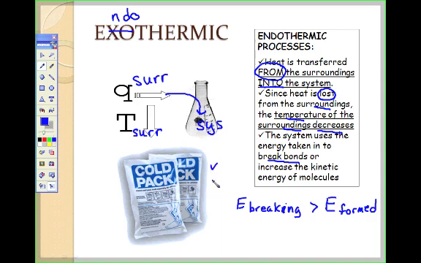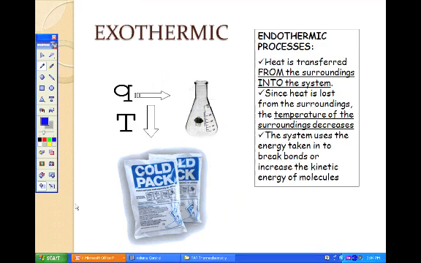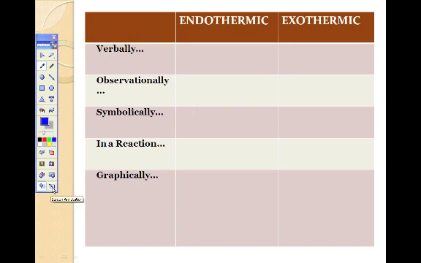Now, cold packs would be an example of this. You break them open. The cold pack reaction absorbs heat from the surroundings. So your surroundings temperature decreases, and that's why your neck or your shoulder or whatever, your knee, whatever injury you have would be cooled off by these as the system draws heat from the surroundings, in that case your body. Now, let's summarize what we have for that. Sorry about that typo in this slide. Let's summarize what we're working on here.